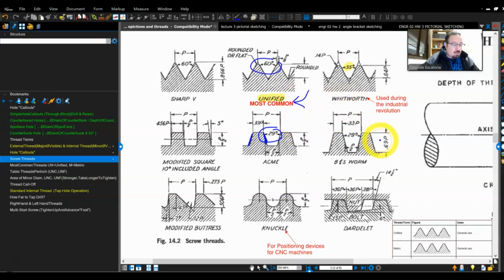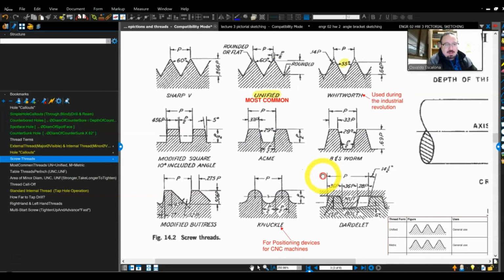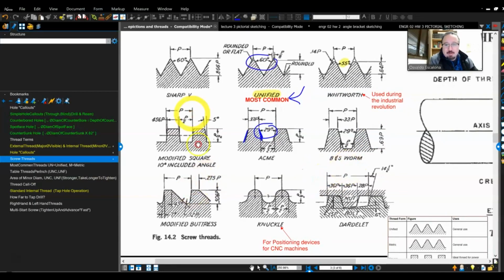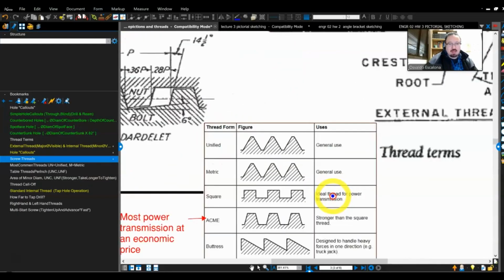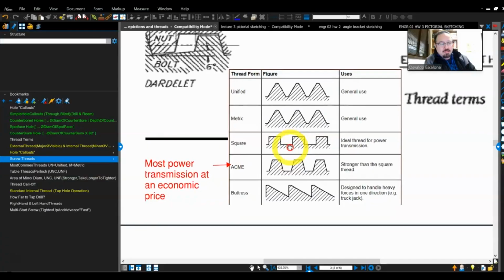The Whitworth was used during the Industrial Revolution when people started thinking more than they usually think now. I'm just messing with you. You also have other types of threads. I believe I showed you guys the modified square. You also got knuckle, modified buttress, you got the sharp V, and the worm thread. They all have their own use, and the use is most likely going to be based on the demand.